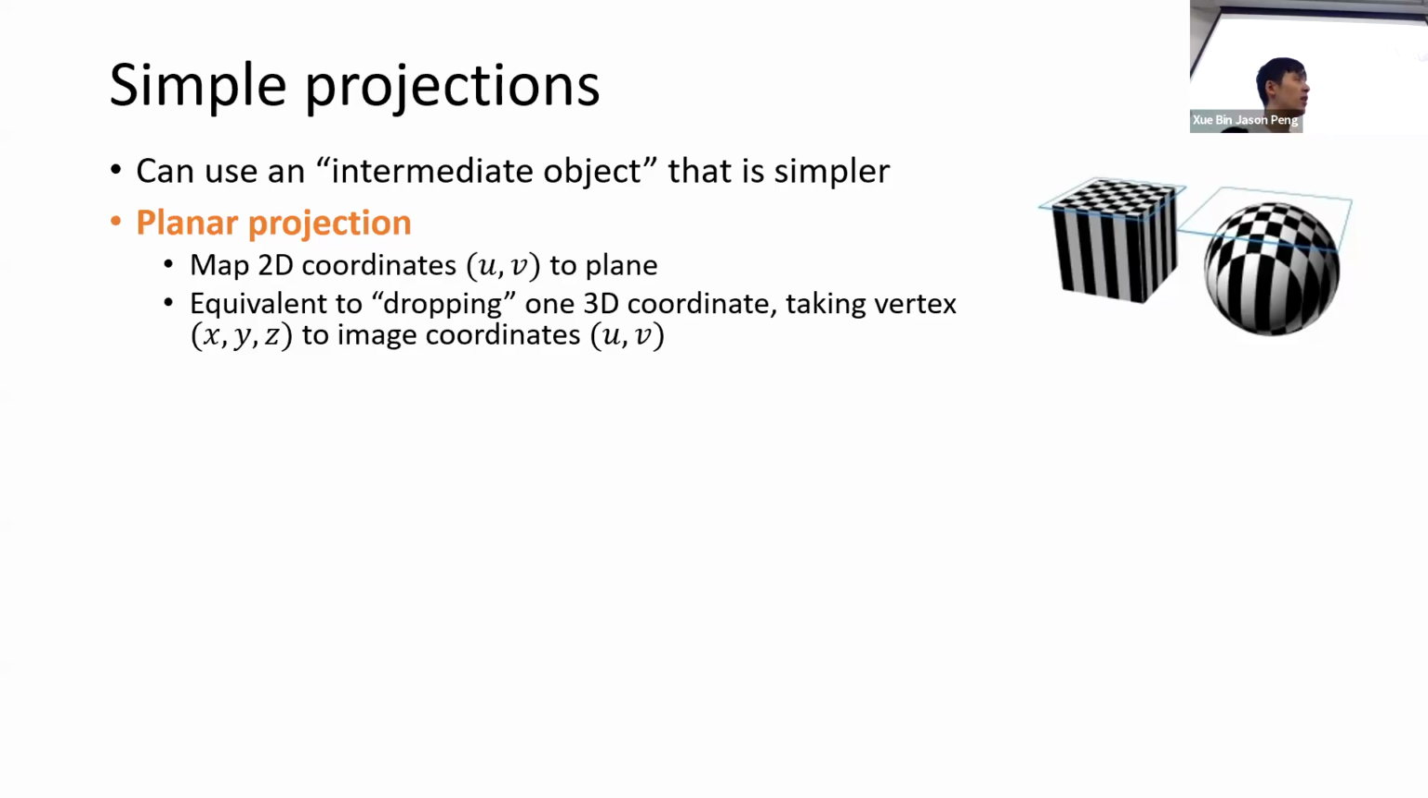So for example, let's say if I want to project all of the points onto the XY plane, then I can simply remove the Z component and use the XY coordinates of the 3D point as the UV coordinates, as the texture coordinates for my 2D texture. So in this case, I can take XYZ, I can map that to the UV texture coordinates, and then I can use the UV coordinates to look up a color from my texture.